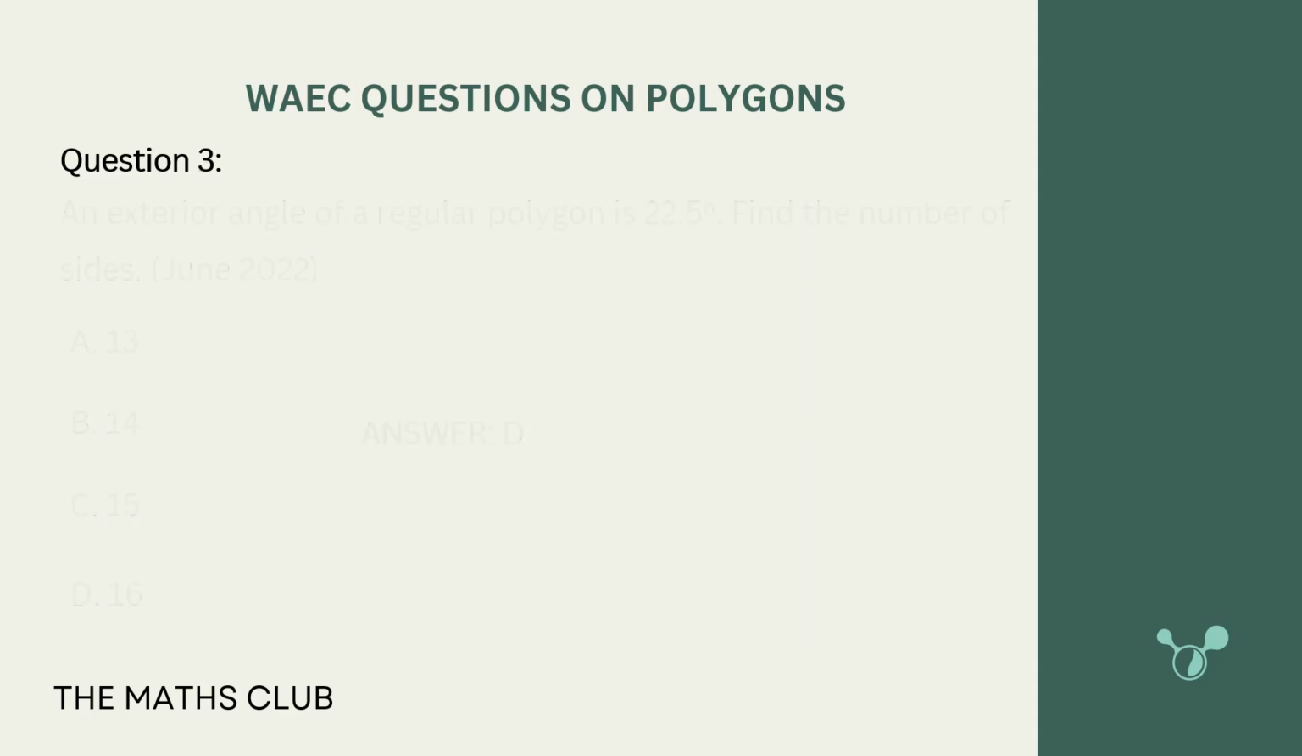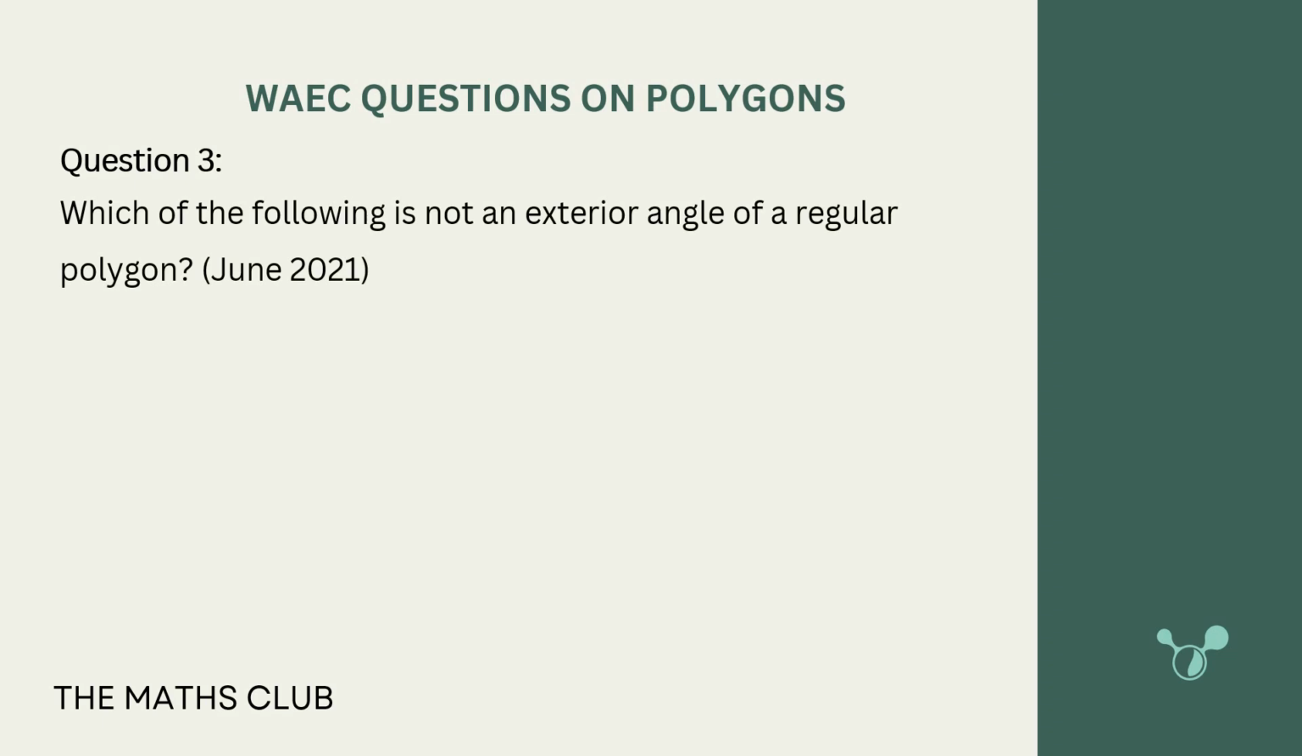Great. Question 3 now says, which of the following is not an exterior angle of a regular polygon? So what do we know? We know that the number of sides of a regular polygon is 3, 4, 5, 6, and so on, at least 3, right? We don't have a number of sides that's 3.5 or 4.8. We don't have something like that.